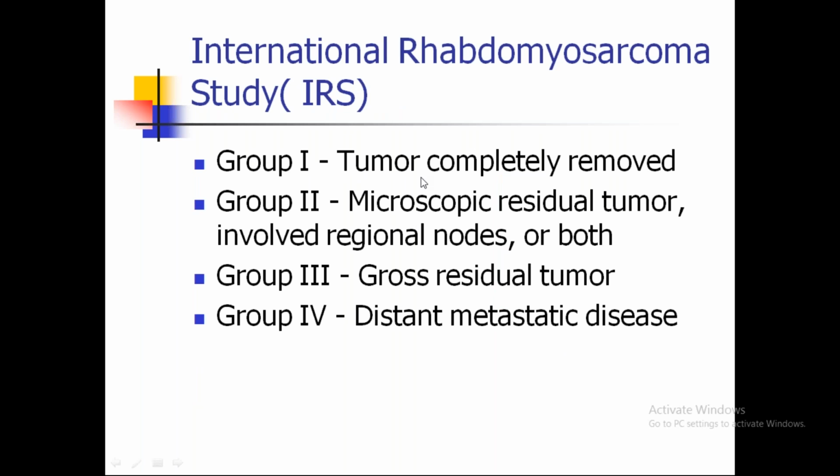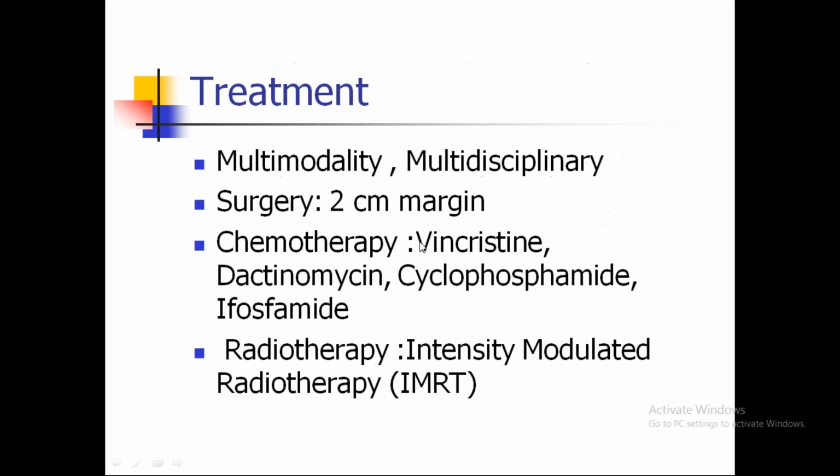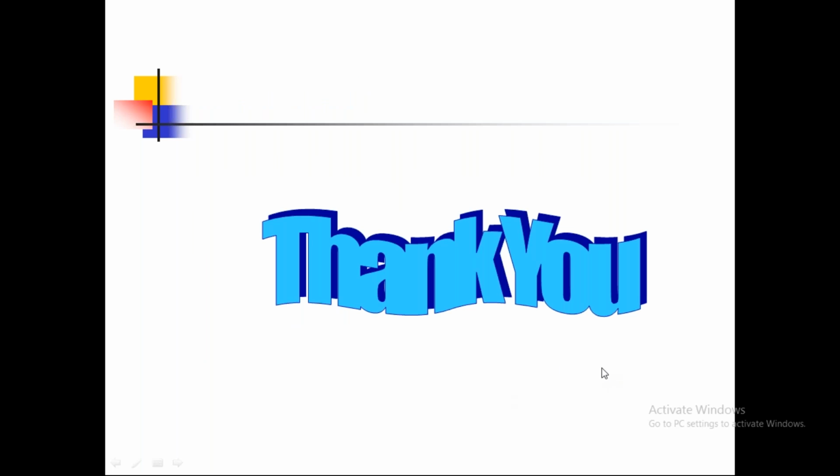So group 1, tumor completely removed. Group 2 is microscopic residual tumor, involved regional nodes or both. Then group 3 is gross residual tumor. So this is how you classify rhabdomyosarcomas. Treatment is multimodality. You have to take out at least a 2 centimeter margin. Chemotherapy can be advised. Vincristine, dactinomycin, ifosfamide are generally given. IMRT is also followed in some centers.